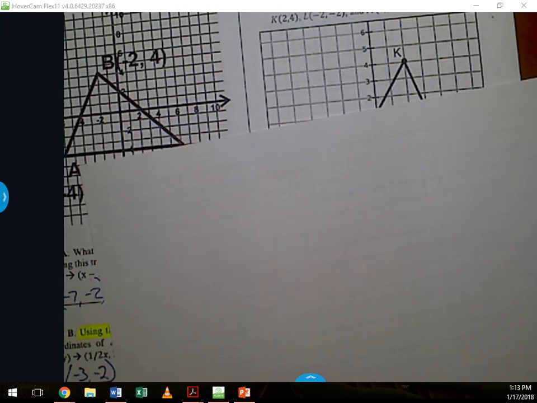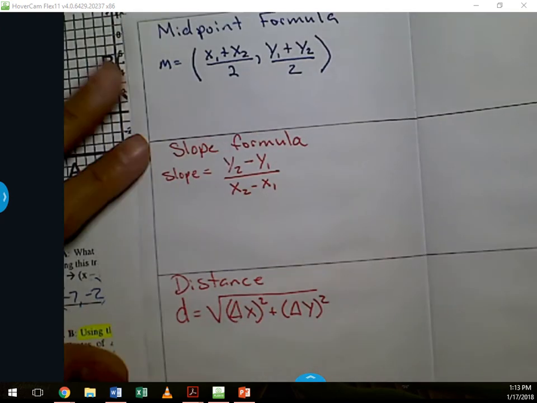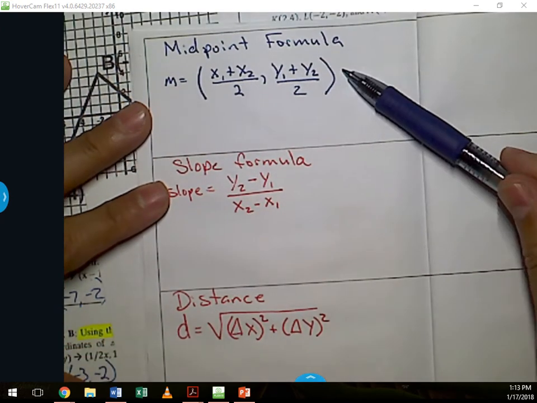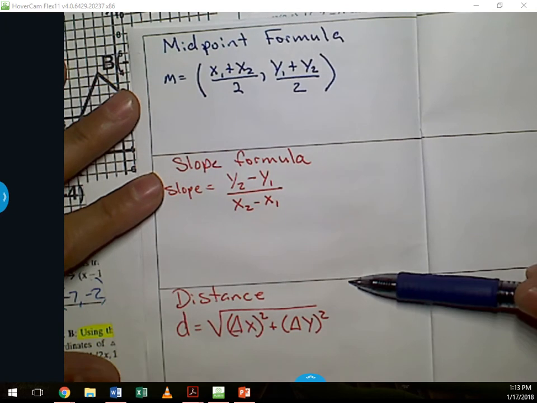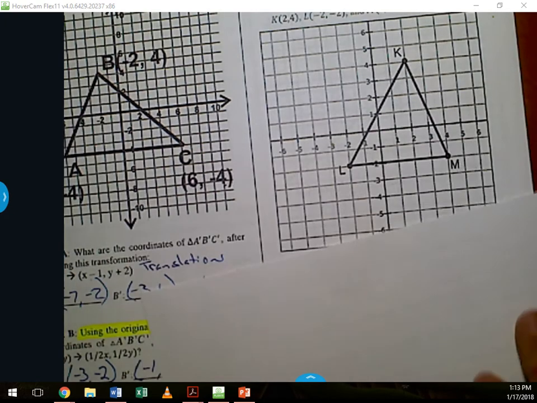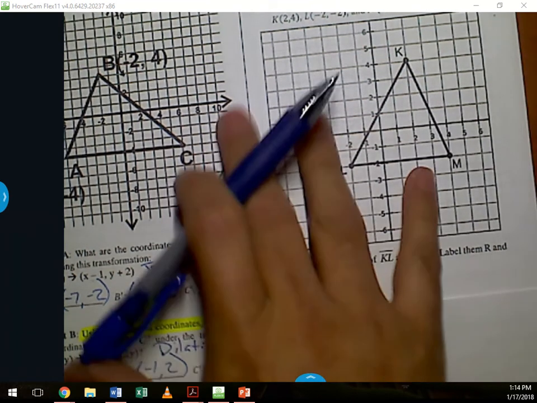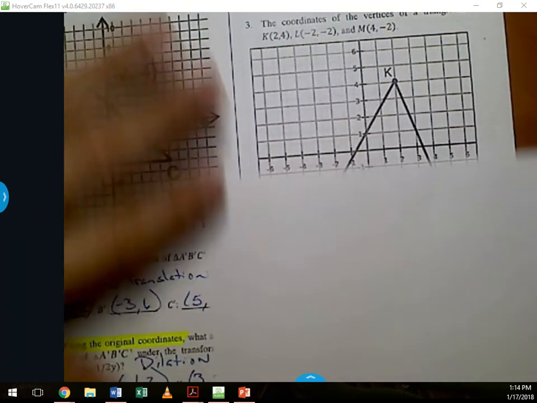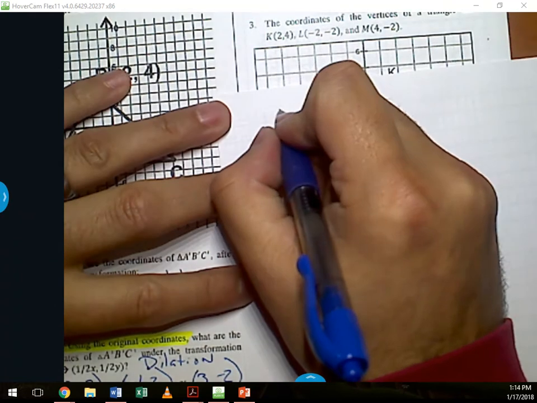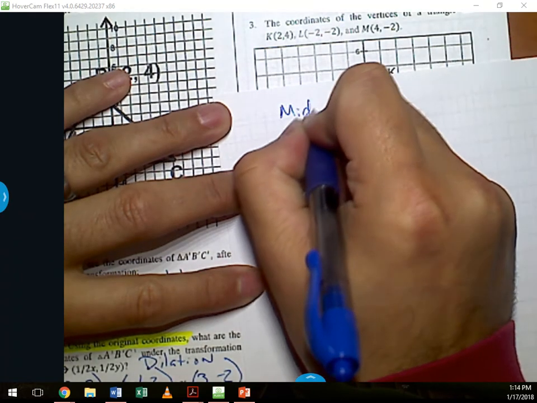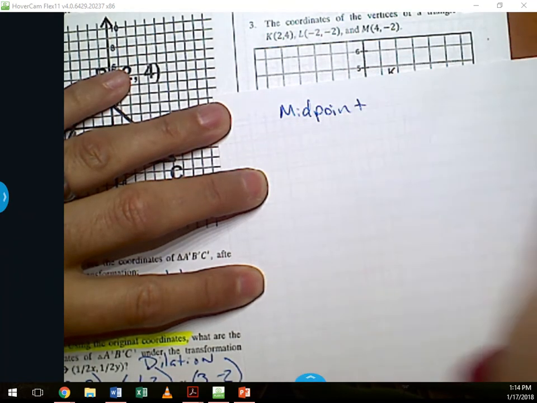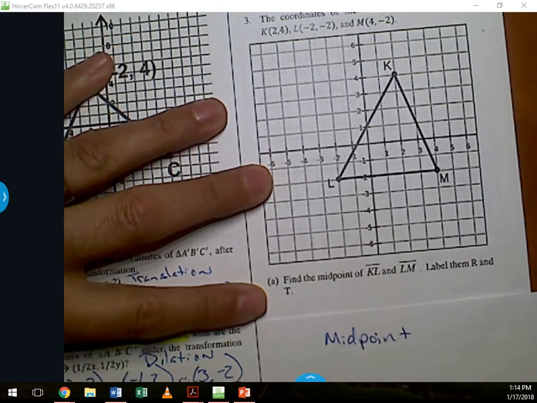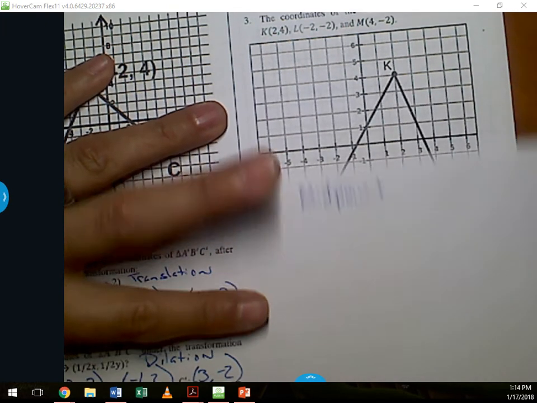There we go. All right. So we're going to go through, and in my handy-dandy notebook, I have my formula: midpoint, slope, and distance. That's what I need. So let's take a look at my problem. First thing it says, find the midpoint. So midpoint is my first notes. So we're going to find the midpoint of KL and LM.